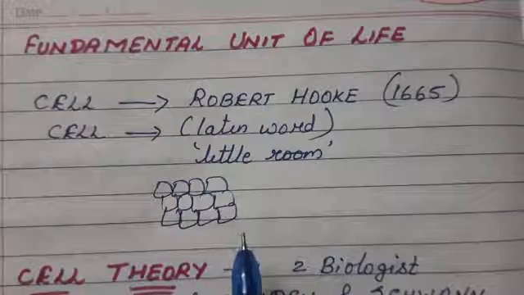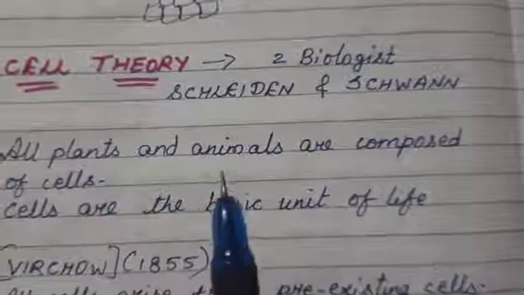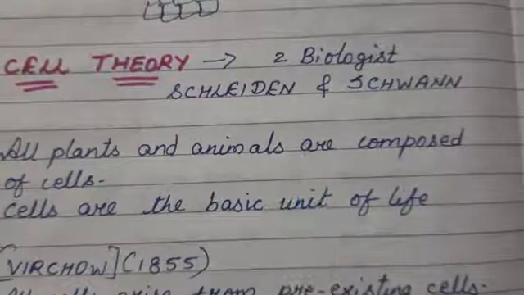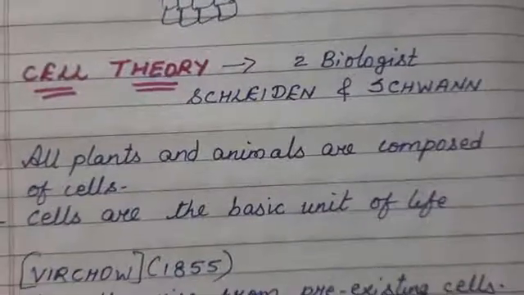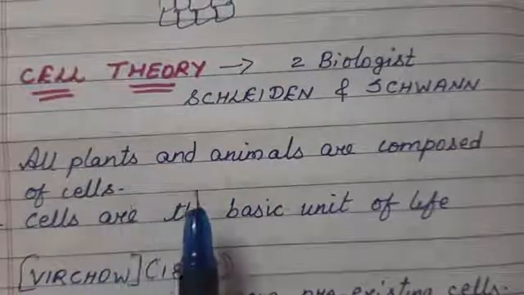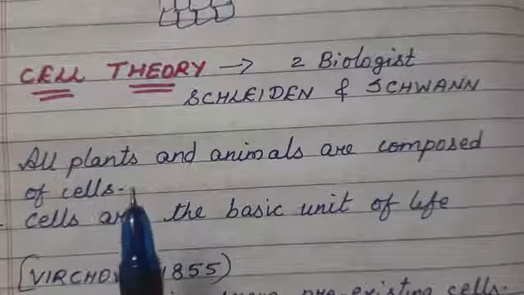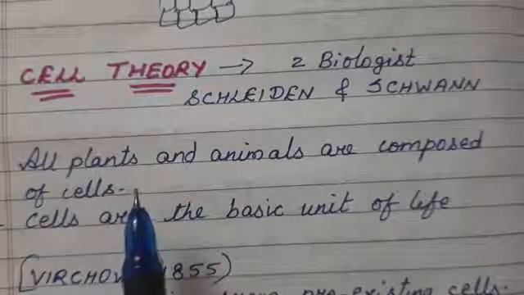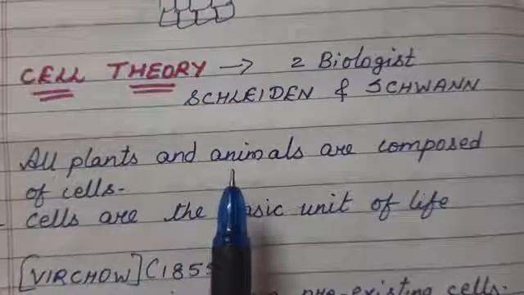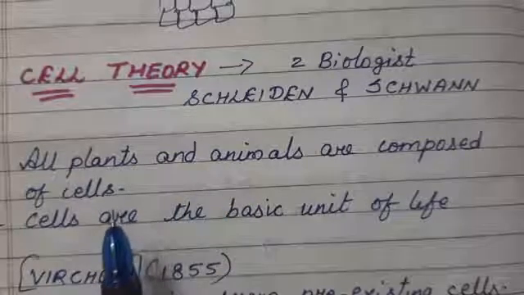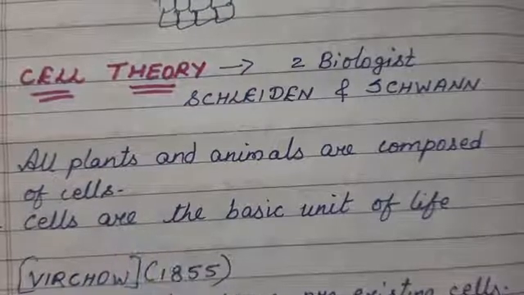Then we come to the cell theory. There were two biologists, Schleiden and Schwann, who gave the cell theory. And what is this cell theory? The first point is that all plants and animals are composed of cells. You have all studied, children, that every living organism, whether plants or animals, is composed of cells. And the second point is that cells are the basic unit of life.